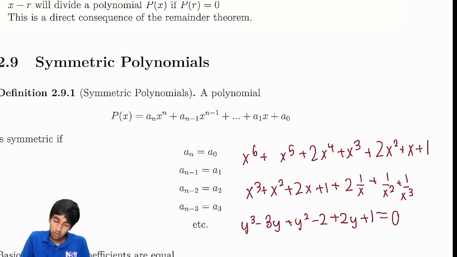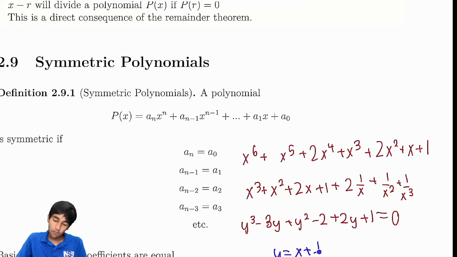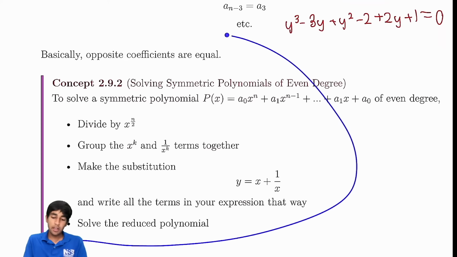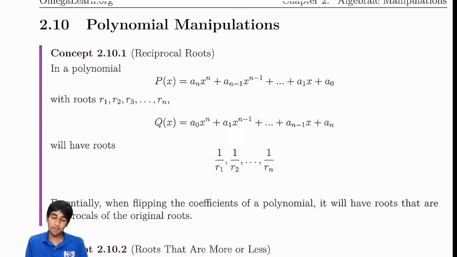So yeah, now we have a cubic, which is much easier to solve than this. And later, once we have y, we can just solve for x from here. So a really neat trick to keep in mind here. It's really useful when you have symmetric polynomials. It's a really cool thing in my opinion.